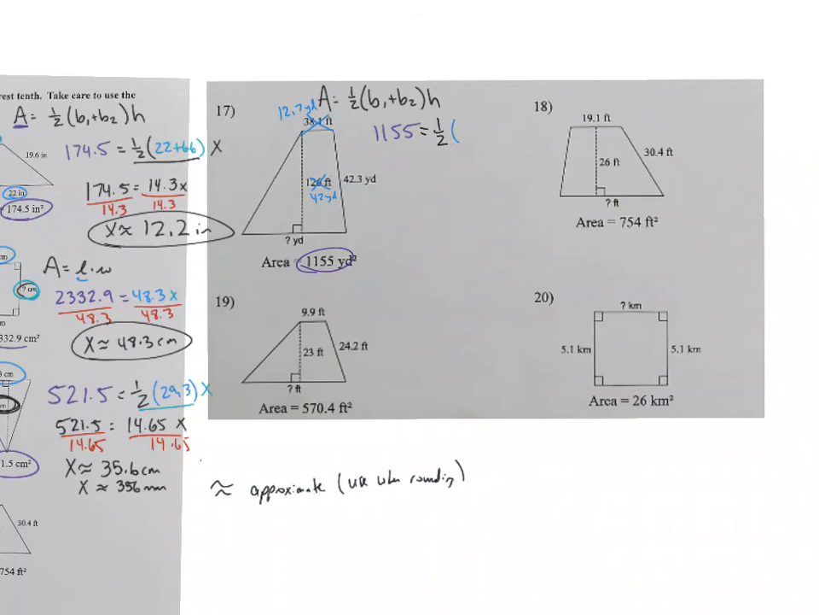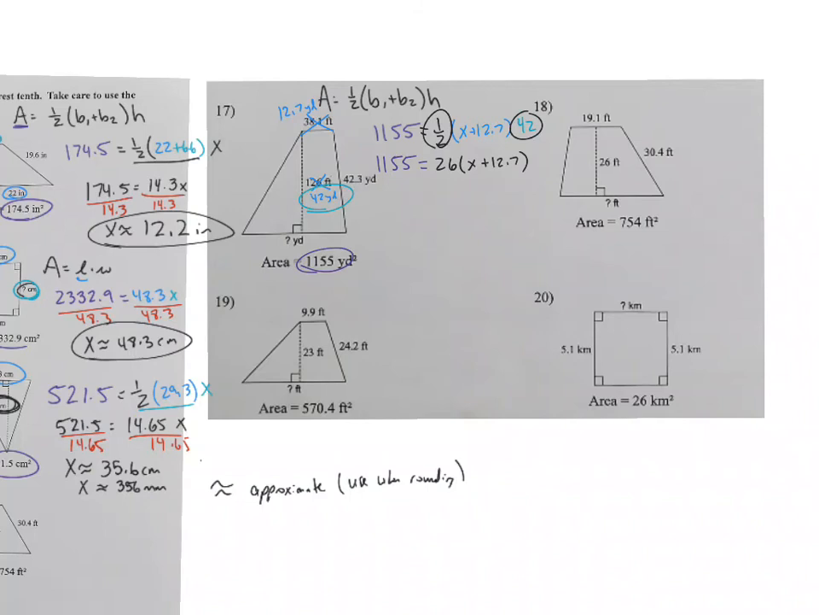So base 1, we don't know, it's in yards. That's why I made everything yards, because what I don't know is in yards. They want to know it in yards. Now the second base is going to be 12.7. Now the height is going to be 42. So I have 1,155 equals, I'm going to do half of 42 first to get 26. And then I have x plus 12.7.